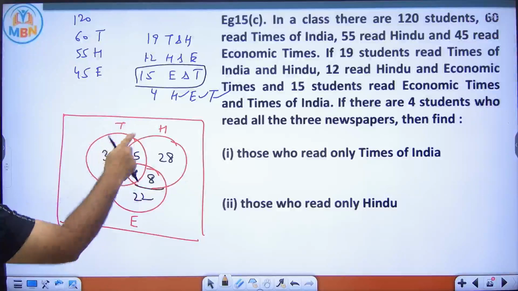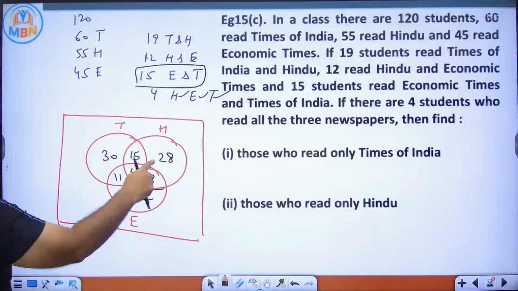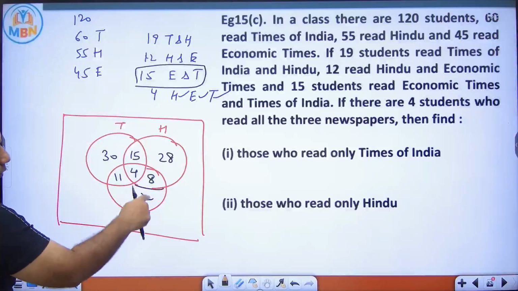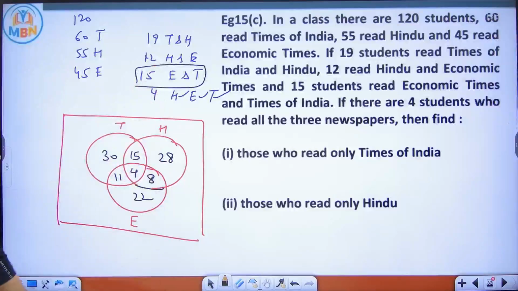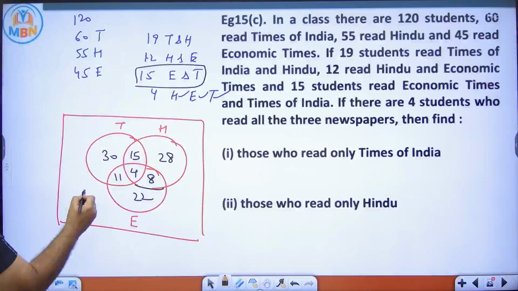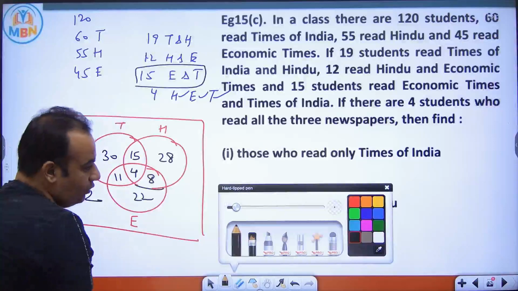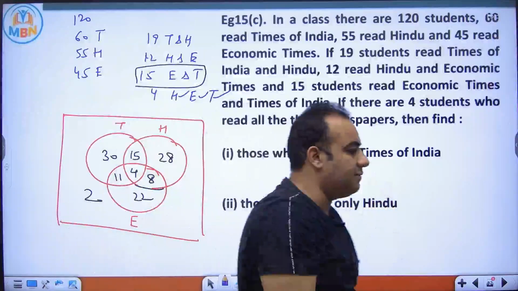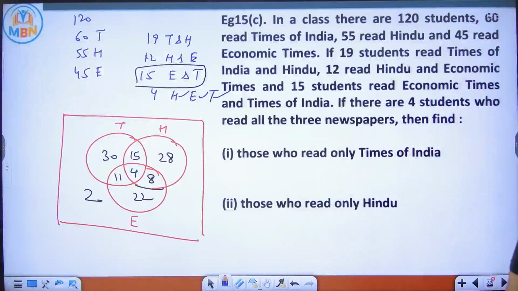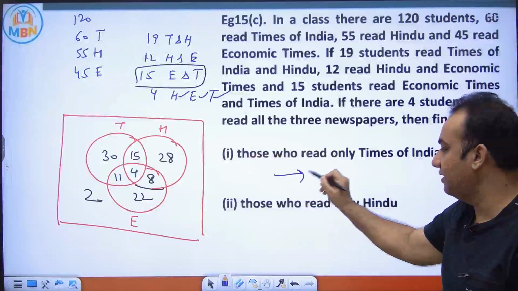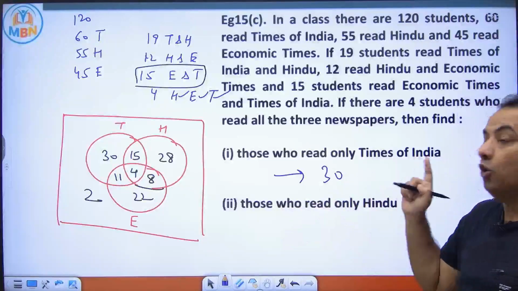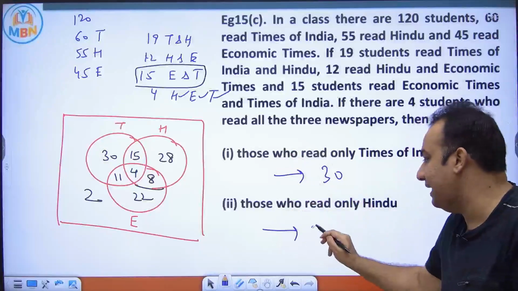So if I add all the values, this is 60, 88, 96, 118. Total 120 students are there. 118 are inside the circles, so 2 are outside. Now you can answer any question just by looking at this diagram. See the first question. Those who read only Times of India, so answer is 30. Those who read only Hindu, so answer is 28.